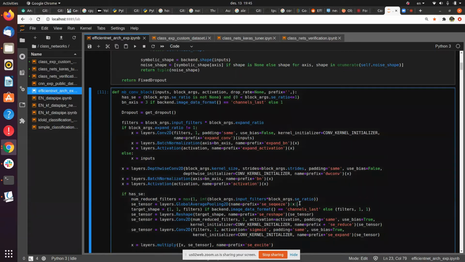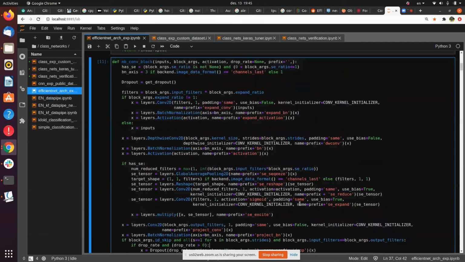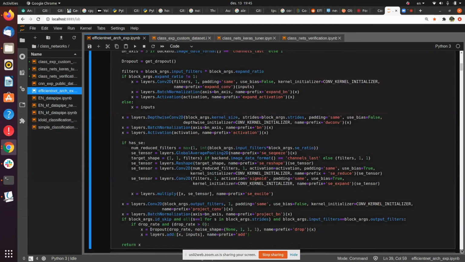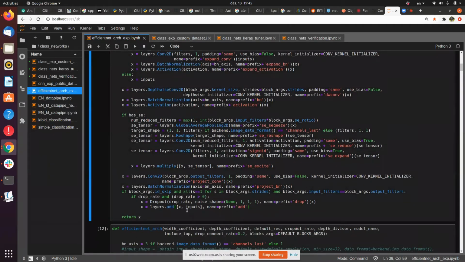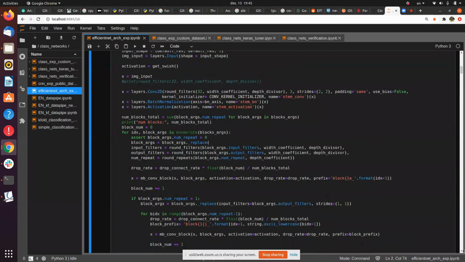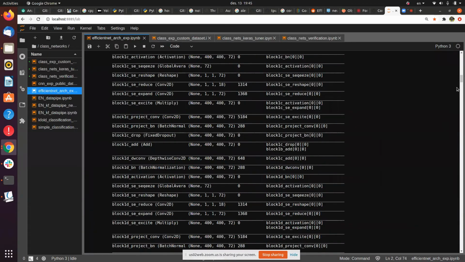Then if we say the SE block should be present, this will be enabled, and this is the squeeze and excitation block. After the squeeze and excitation block, they apply the convolution layer, then batch normalization, then dropout if it is required. So this is one complete block. Now we need to design how many such blocks we need to build a complete architecture. That is based on the depth.